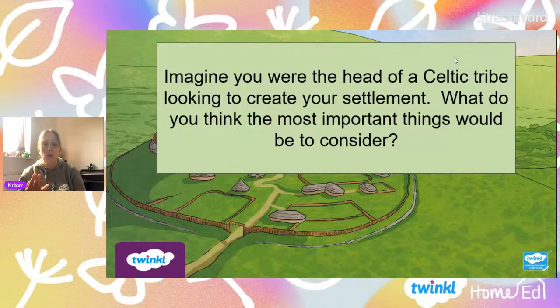I'd need to be near some water. That's probably the most important thing. So there's lots of things that you need to think about when you're settling.